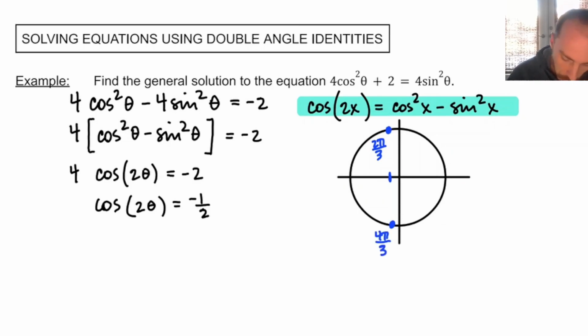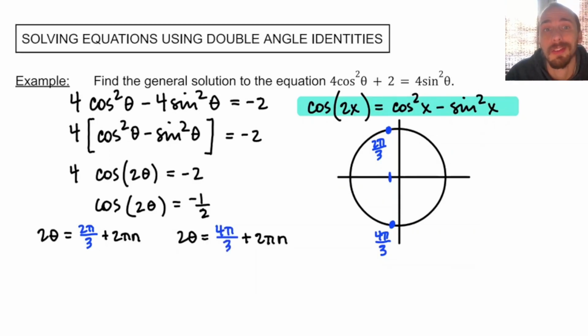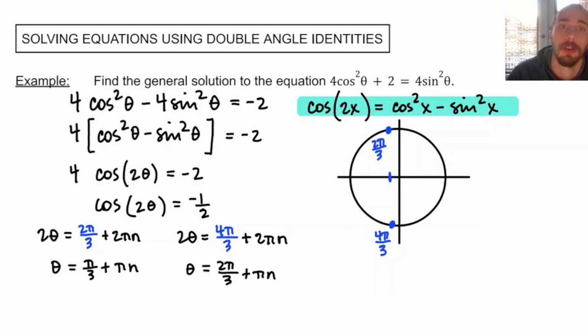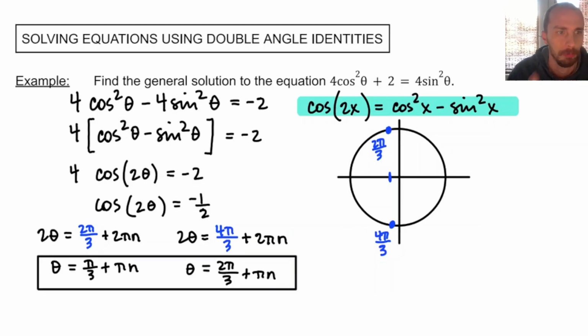And so that means that 2 theta is going to need to equal 2 pi over 3 plus 2 pi n, because we're looking for the general solution, or maybe 2 theta needs to equal 4 pi over 3 plus 2 pi n. And then, from there, we're just going to divide both sides of both equations by 2, remembering to divide everything by 2, including the period at which the solutions repeat. And so it'll be pi over 3 plus pi n and 2 pi over 3 plus pi n. And here we go. We've solved an equation using a double angle formula.